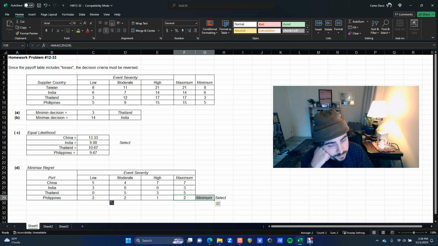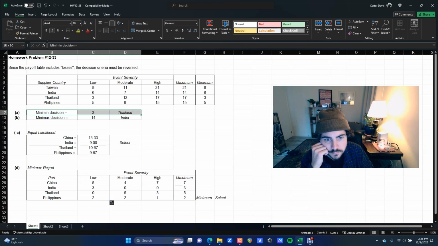So this would tell us, based on losses, based on regret, to choose the Philippines, because it would have the minimum amount of max regret, I guess. Equal likelihood would tell us to choose India. Minimin decision would tell us to choose Thailand. Minimax decision would tell us to choose India. Yeah. All right. I'll leave it at that.